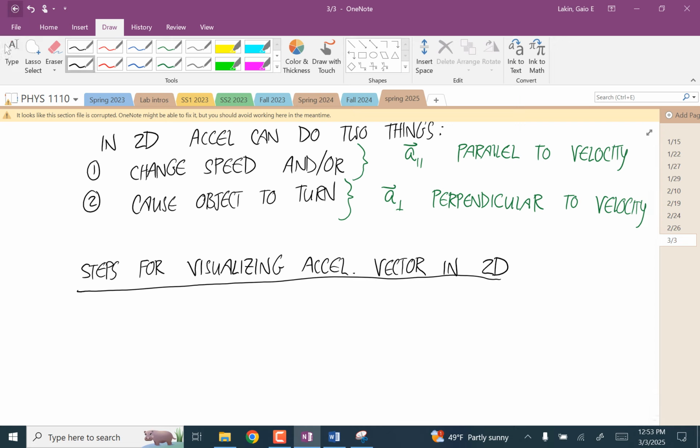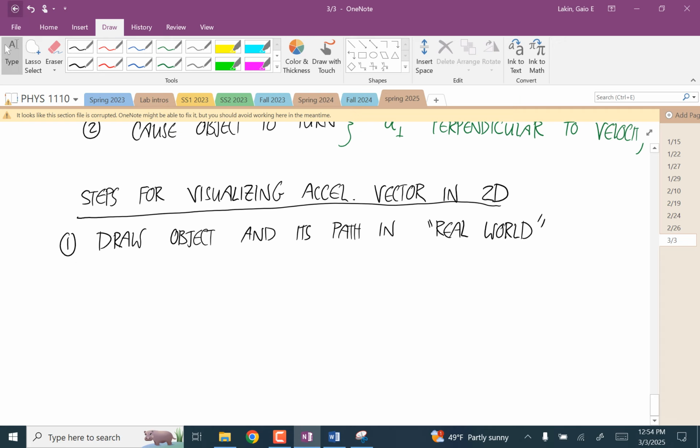Okay, so first, draw the object and its path in the real world. So this isn't like a position versus time graph or anything. This is the path the object actually travels in space. For example, the object could be traveling a path like this, and let's say we're interested in when the object is right there.